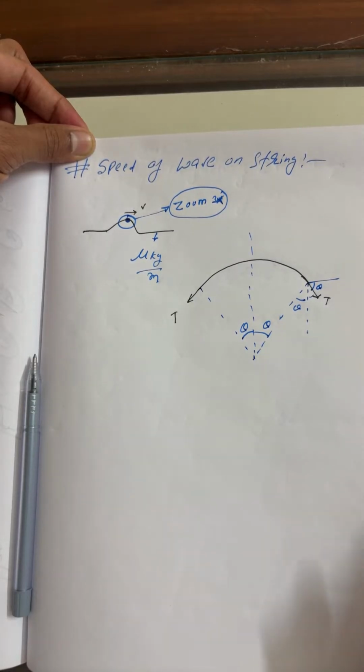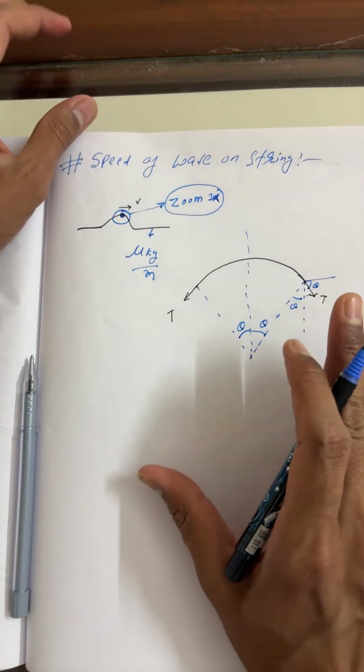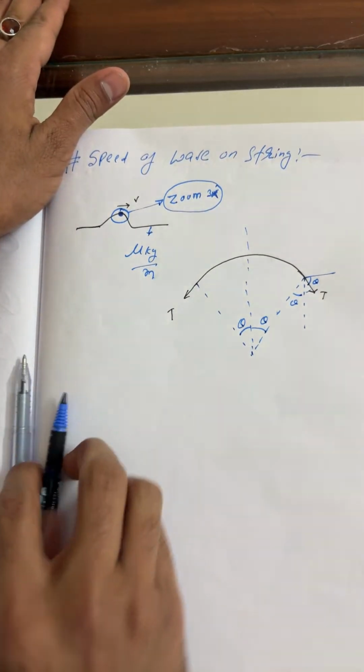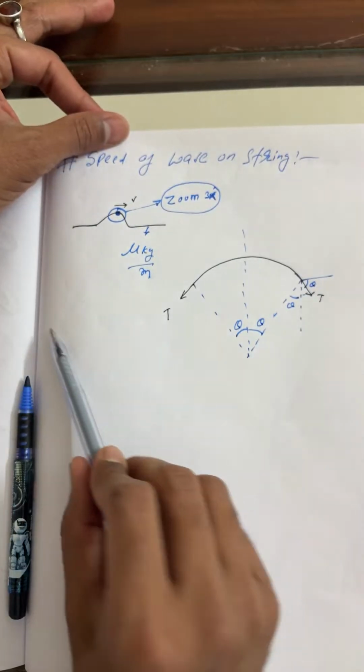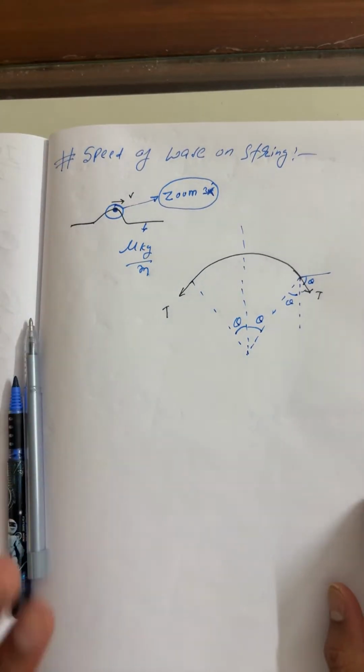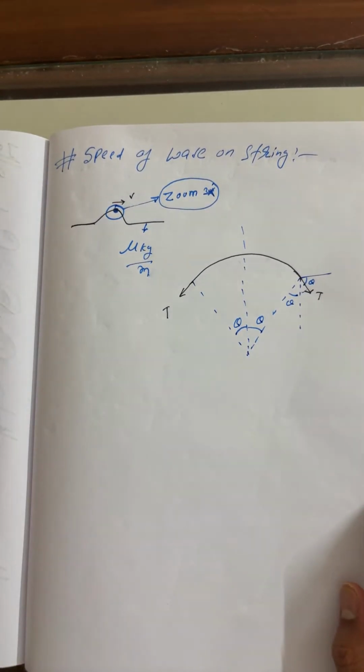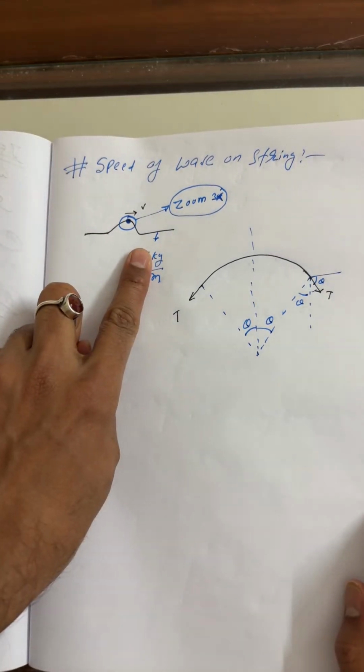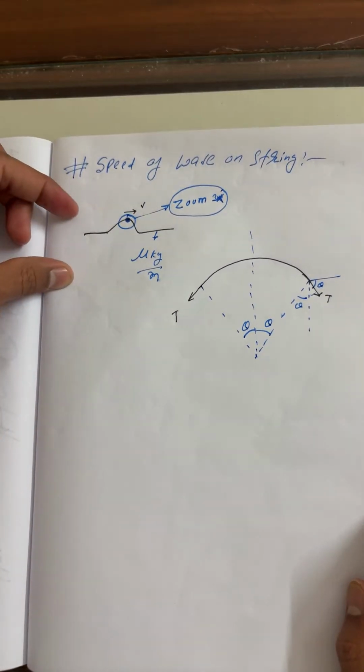Sir, can you explain once again? Okay, then I'm explaining again. Pay attention, listen carefully. Let us suppose, students, as I'm explaining, don't be too smart. This is the string, right?